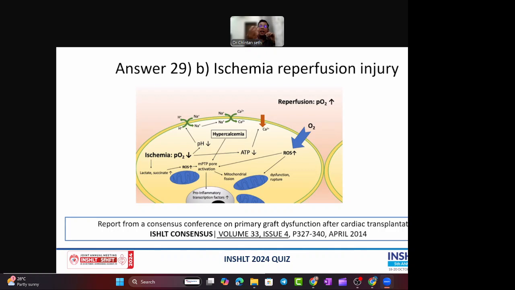And on reperfusion, when we open the clamp and try to perfuse the heart, reactive oxygen species like superoxides also go intracellular and increase the calcium, ultimately causing mitochondrial damage and an inflammatory milieu inside the cell. That is the mechanism for the LV or RV dysfunction. The rest are secondary causes and this is the primary cause. So this is the pathological mechanism for primary graft dysfunction. Next, please.